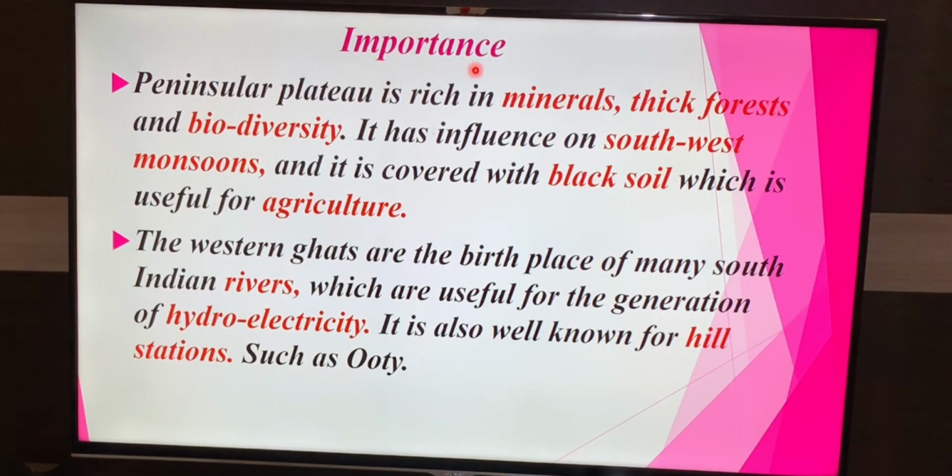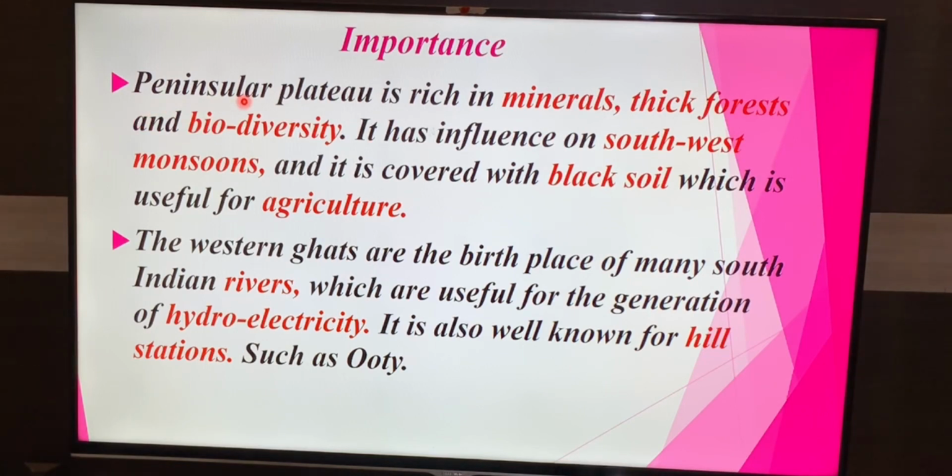Importance of Peninsular Plateau. Peninsular Plateau is rich in minerals, thick forest and biodiversity. It has influence on the southwest monsoon and it is covered with black soil which is useful for agriculture. The Western Ghats are the birthplace of many South Indian rivers which are useful for generation of hydroelectricity. It is also well known for hill stations such as Ooty.